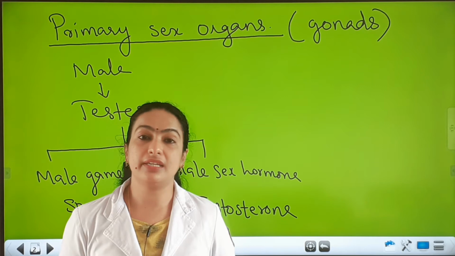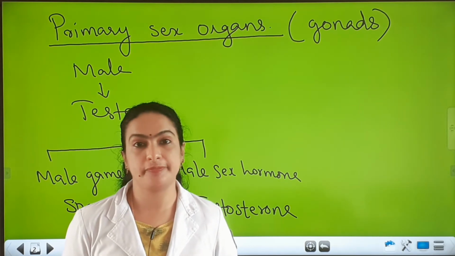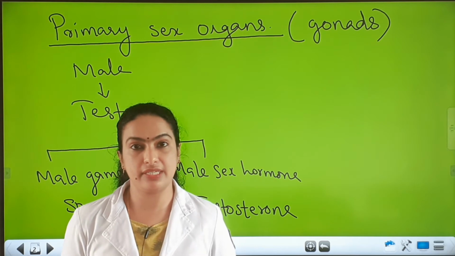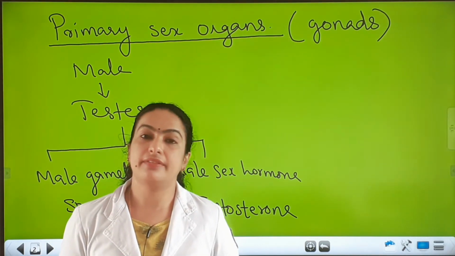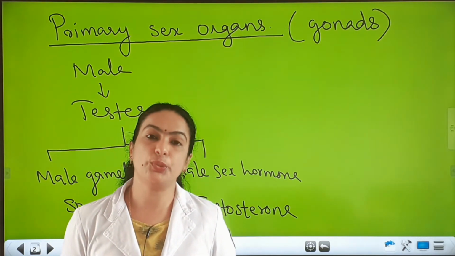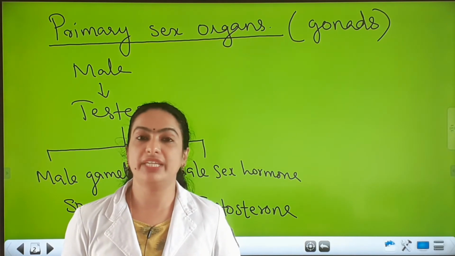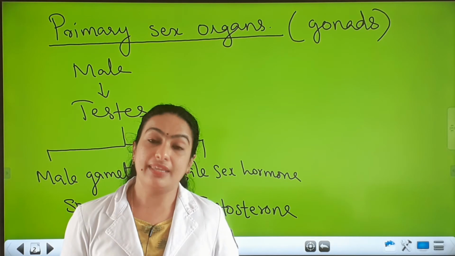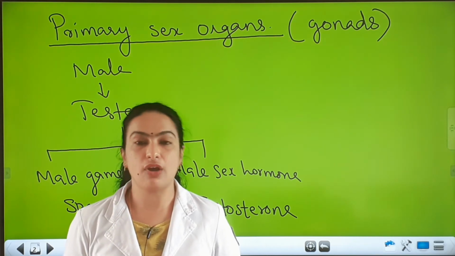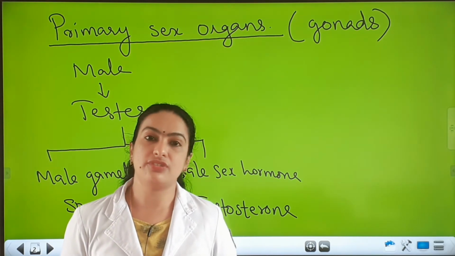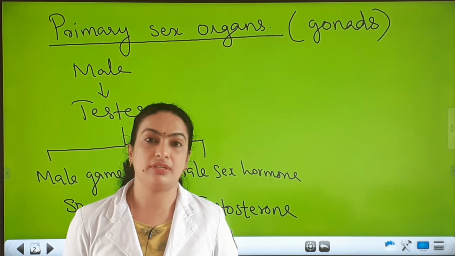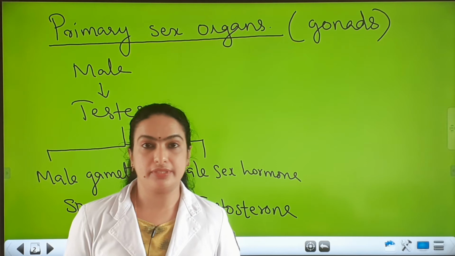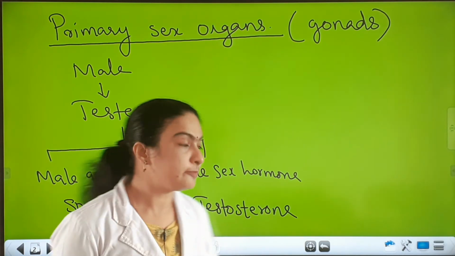So puberty is the age at which the boy and the girl attain sexual maturity, and the primary sex organ starts to produce gametes and the sex hormone. That stage in the reproductive phase is called puberty. You learned in 8th standard.